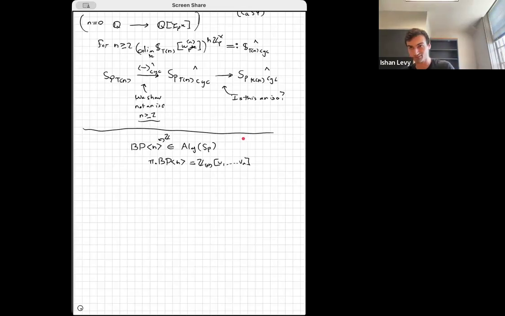The reason that's a reasonable name is that when n equals 1, BP_1 is actually the Adams summand of ku, the connective complex K-theory spectrum, p-localized, and the automorphism is the Adams operation. So the action is the Adams operation.